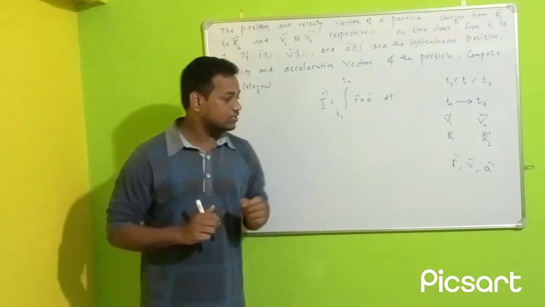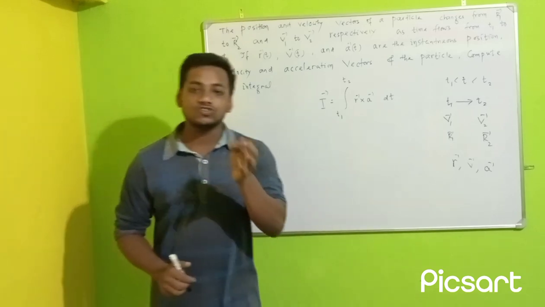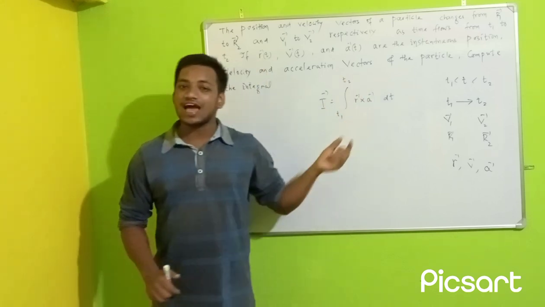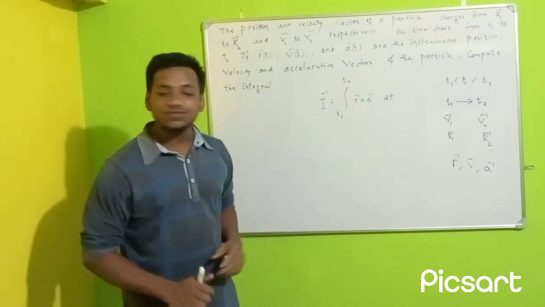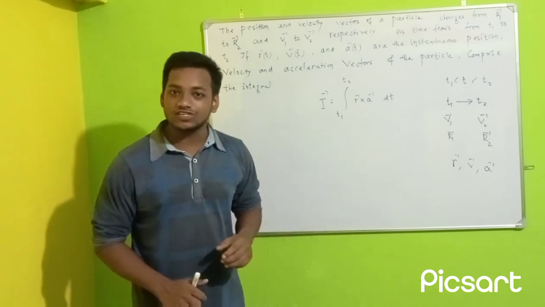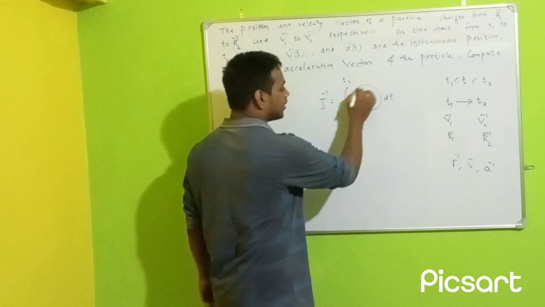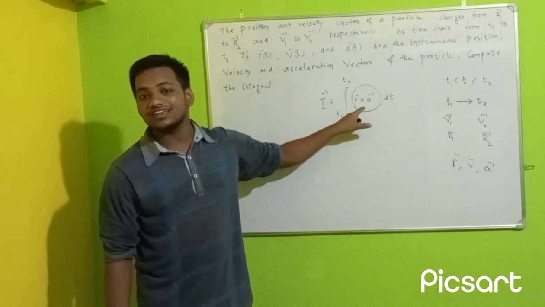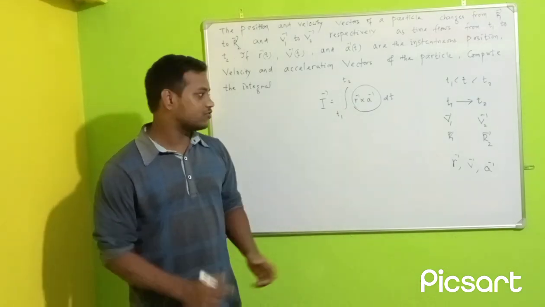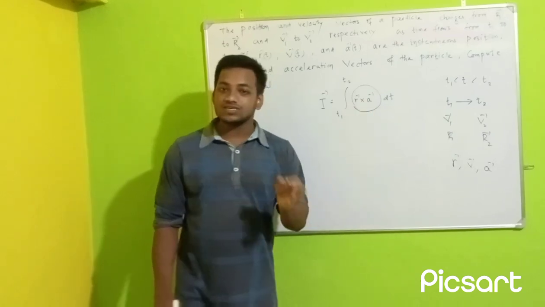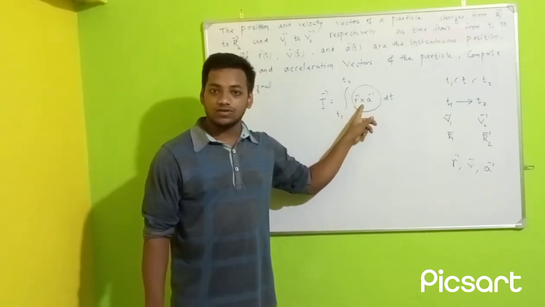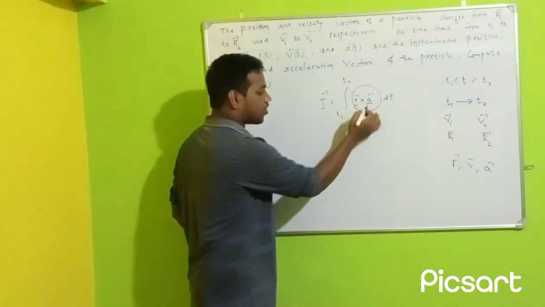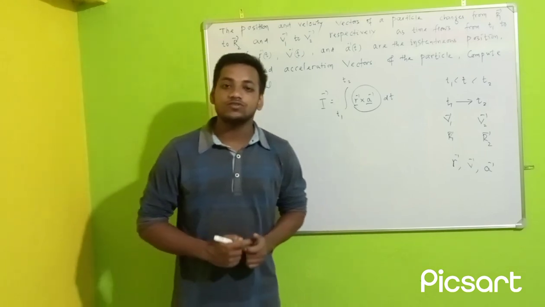Then we have to compute this integral. What will be this integral from time t1 to t2? Look, this is an integration, and this integration is a vector integration because the integrand is a vector, while the variable is obviously a real variable. So keep in mind that when you're integrating, you always have to use the cross symbol.